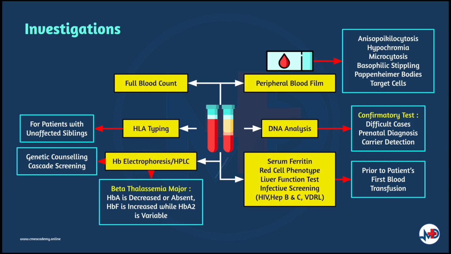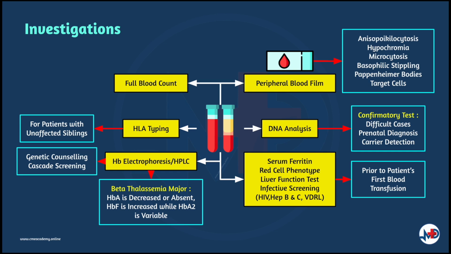Remember that all nuclear family members must be investigated for hemoglobin electrophoresis for genetic counseling. First and second degree relatives should especially be encouraged to get screened and counseled, and this is known as cascade screening.